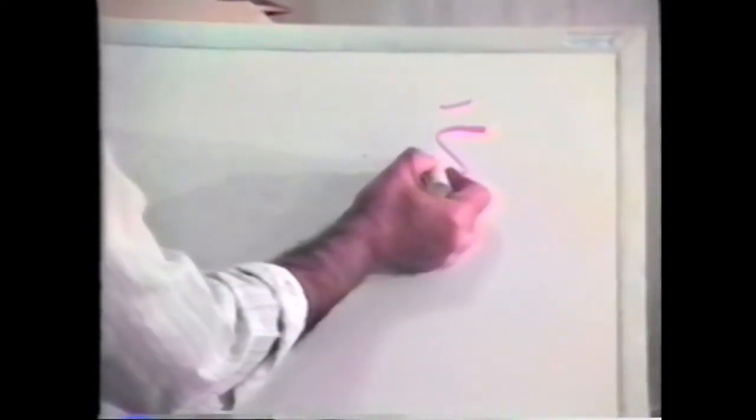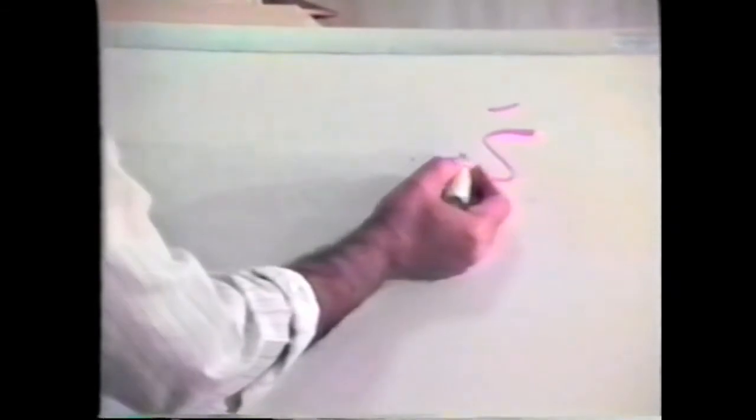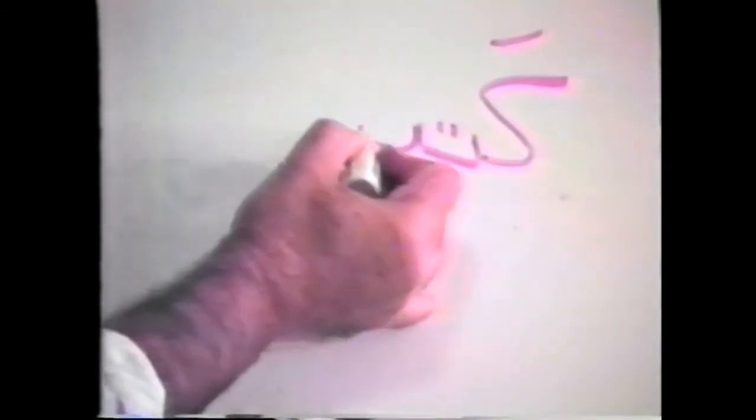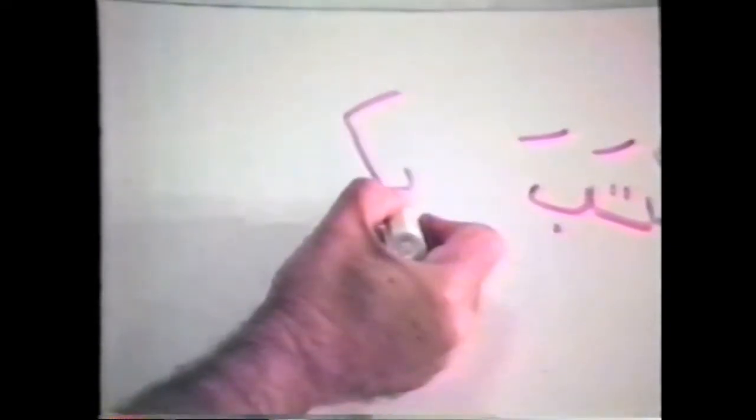So now let's take the first word, kataba. The root word is kataba, which means to write. It looks like this, as you know. This is ka. This is ta in the middle of the word. And this is ba. Kataba, which means to write. Now, he writes will look like this. Yaktubu.